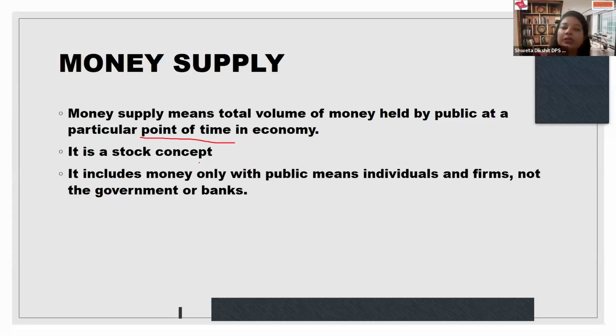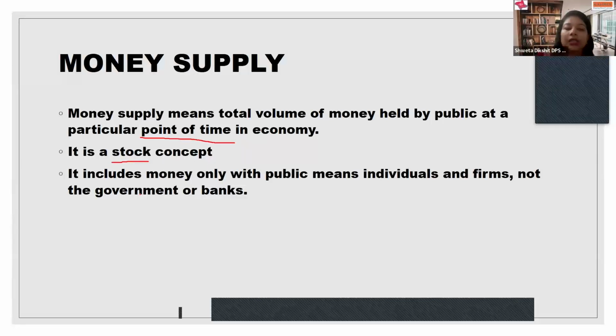Because it is only measured at a point of time, it is always a stock concept. And remember, when I was teaching you national income, I talked to you about stock and flow concepts. I asked you to keep the examples of stock and flow in your mind, because this can be a 1 marker. So money supply is one of the stock concepts, because it can be measured at a point of time, which we have already discussed in that session.